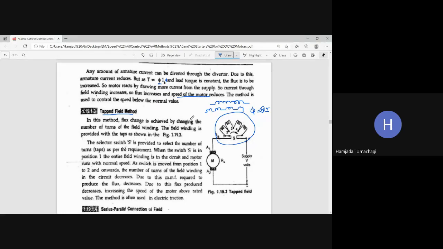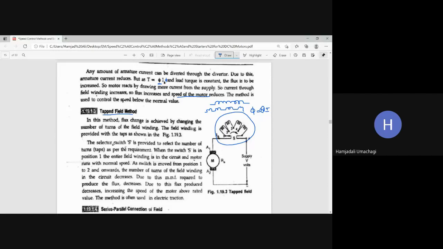Now let us see the explanation here. In this method, the flux change is achieved by changing the number of turns of the field winding. So these are the number of turns we are changing. The field winding is provided with taps as shown in figure 1.19.3. So the field winding is provided with many tappings and turns.